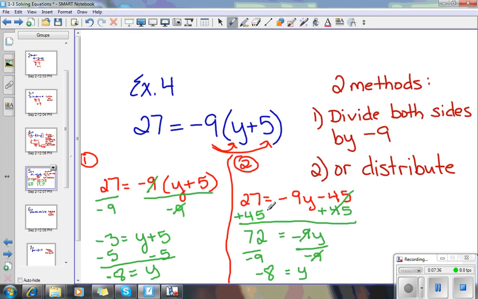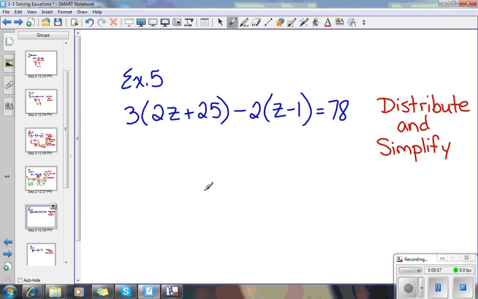So either way, you get the same answer. However, notice how in the first method, it was a lot easier because I made my numbers smaller right away by dividing each side by negative 9. That's a good method because the negative 9 divided into 27 evenly. That's when I would go with the dividing first instead of distributing. Had this been a number that did not divide evenly into 27, then I probably would go ahead and distribute, so I didn't have a fraction until the very end of the problem.